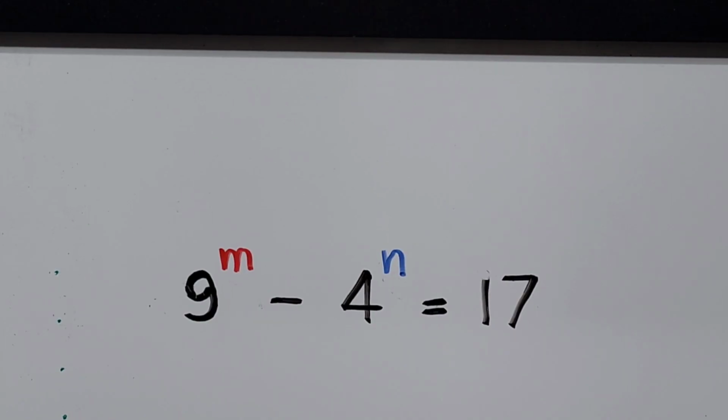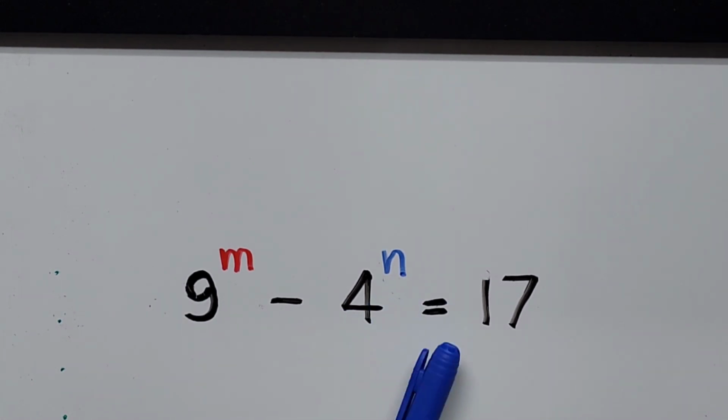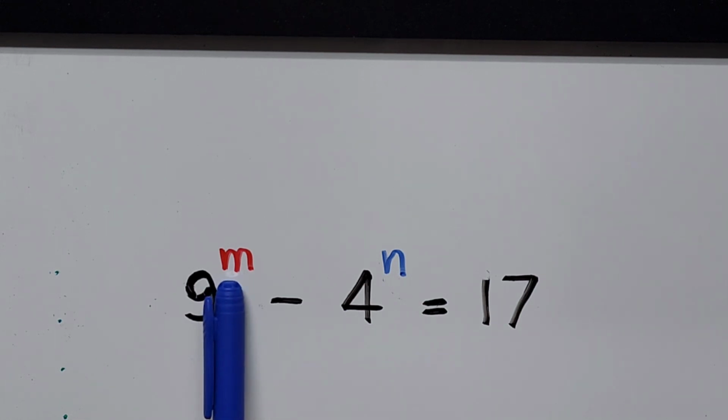Hello everyone, we have here the exponential equation 9 to the power of m minus 4 to the power of n equals 17. And we're going to solve for the values of m and n.